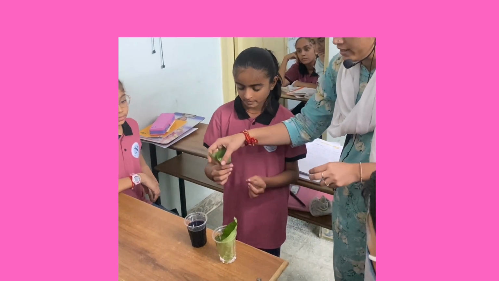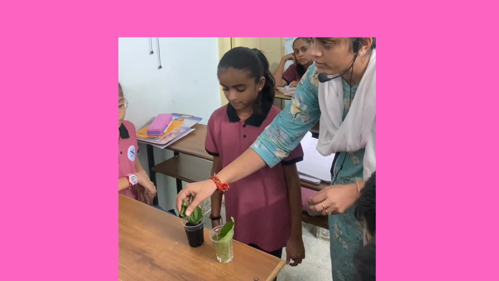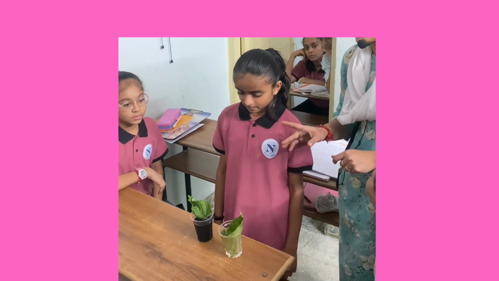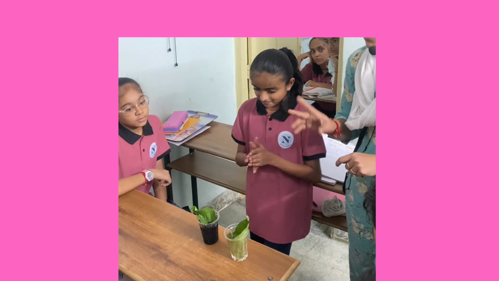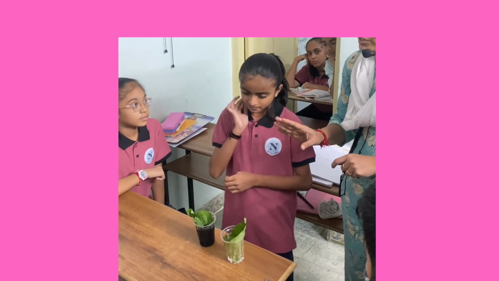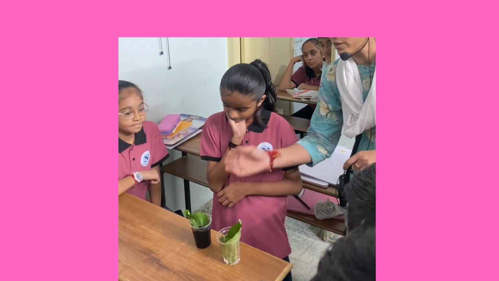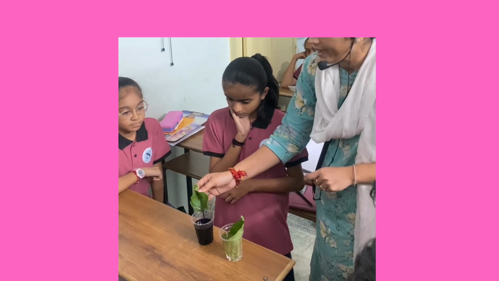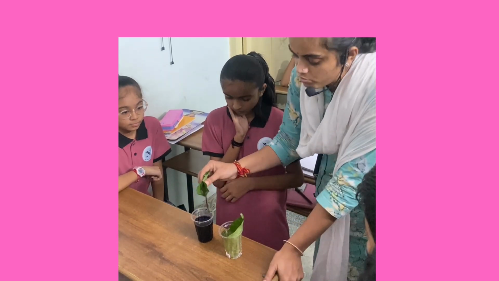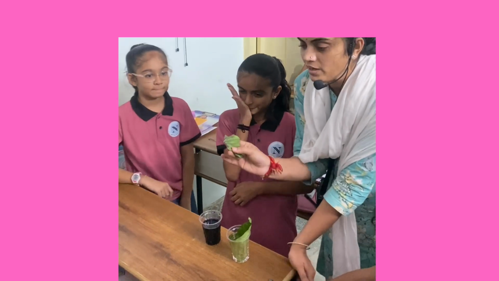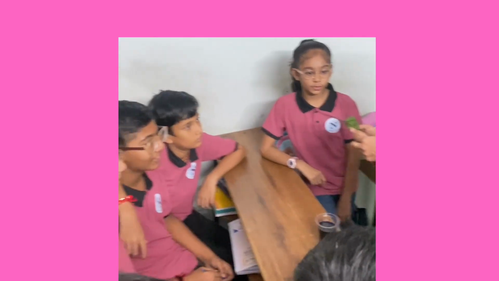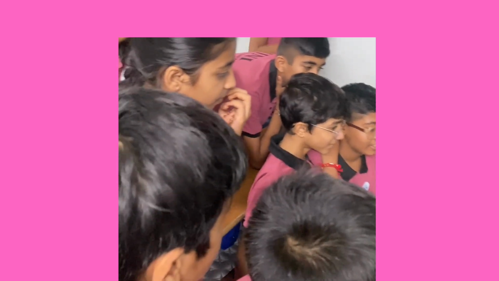Same, we put one leaf in the colored water. Okay? Blue color dye water. After 2 to 3 hours, maybe 1 hour maximum, because the color solution amount is dark. So what do we observe? We observe the lower part of the leaf turns blue. Hold it and show.